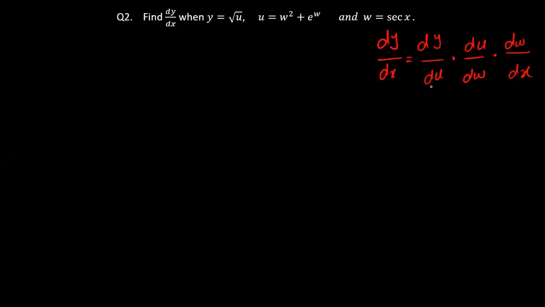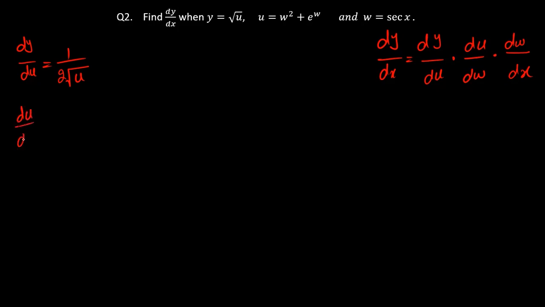First we will compute dy by du. From here we can see that we have y equal to square root of u, and this is a function of u, and we are calculating dy by du. So we're differentiating this with respect to u. It will give us 1 by 2 square root of u, and after that we will compute du by dw.